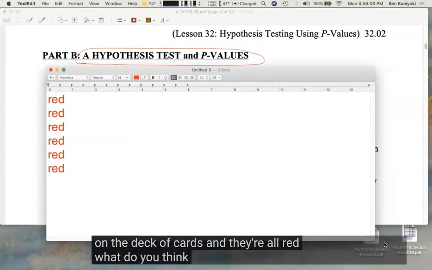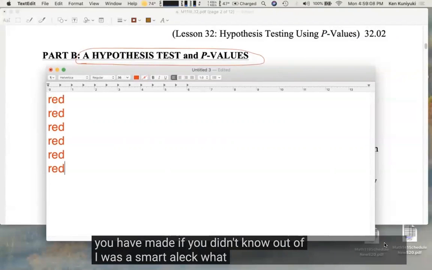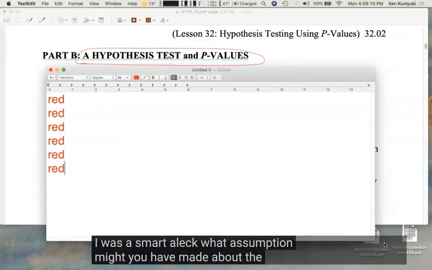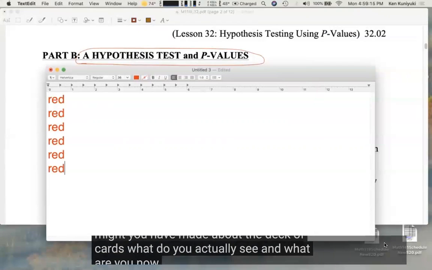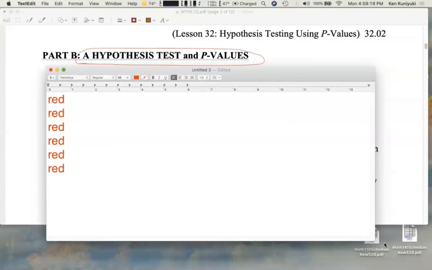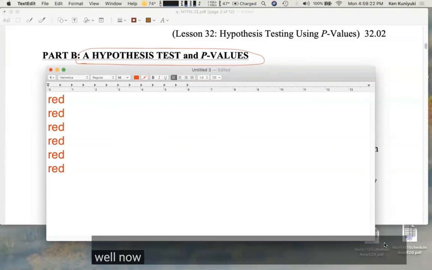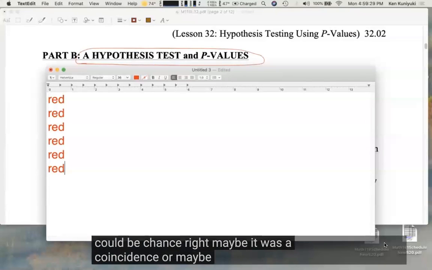Well, what do you think? What assumptions might you have made if you didn't know I was a smart aleck? What assumption might you have made about the deck of cards? What do you actually see? And what are you now thinking? Well, now, you might be thinking, well, it could be chance, right? Maybe it was a coincidence. Or maybe you're saying, hey, I stacked the deck, or I just brought out a brand new deck of cards.